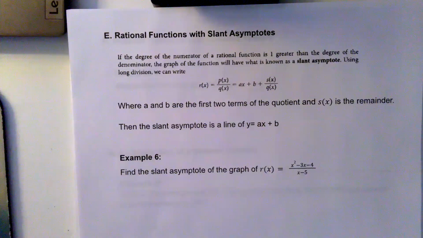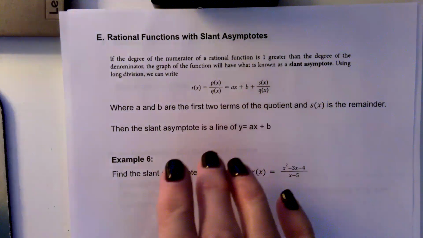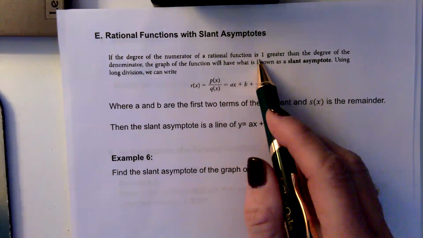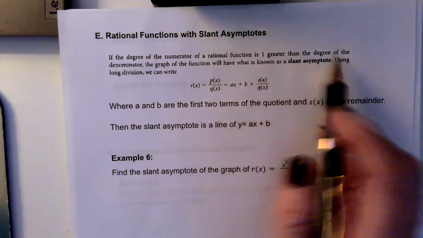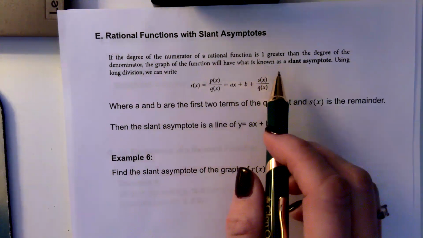There is one third type of asymptote that we could possibly have, and that's called a slant asymptote, and it only happens in a quirky situation. If the degree of the numerator of a rational function is 1 greater than the degree of the denominator, the graph of the function will have what is known as a slant asymptote.